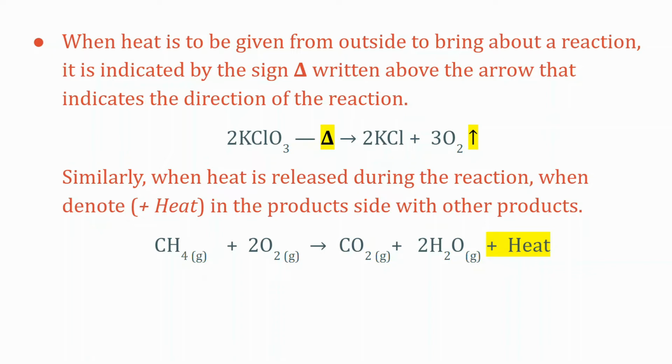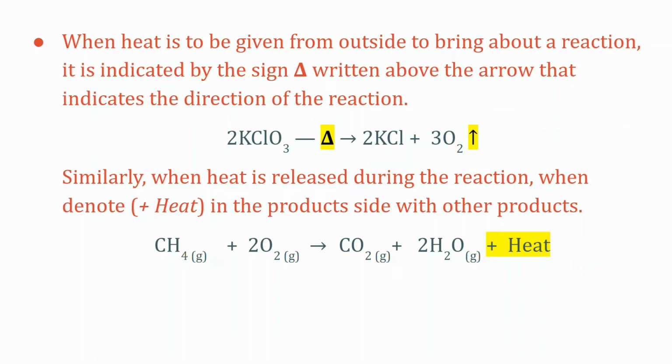The next point that is really important is that in a reaction where heat is given from outside, you have to show a delta. Delta means a triangular sign which should be written above the arrow, which indicates the direction of the reaction, which indicates that the heat is being provided from the outside. Similarly, when heat is released during the reaction, it is denoted by plus heat on the product side. So please make a note of these 4 points.